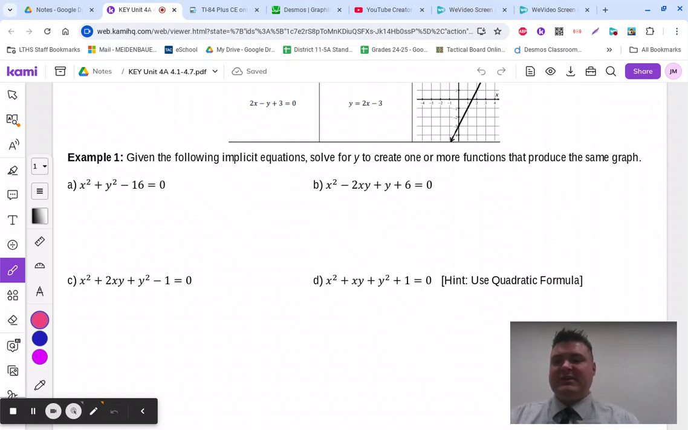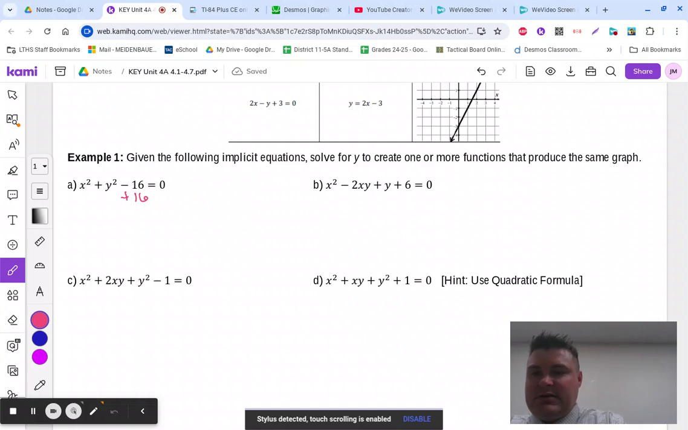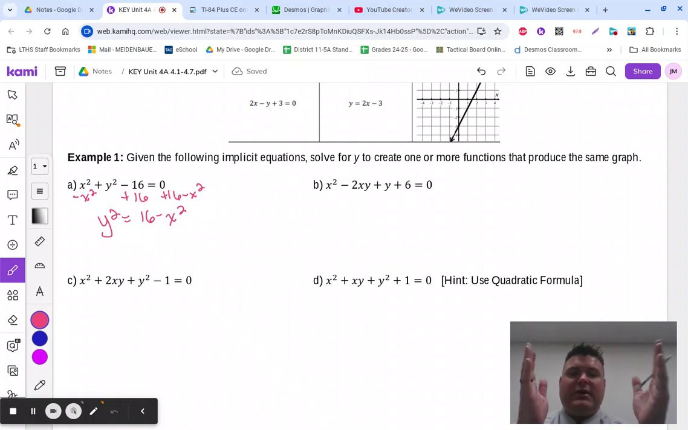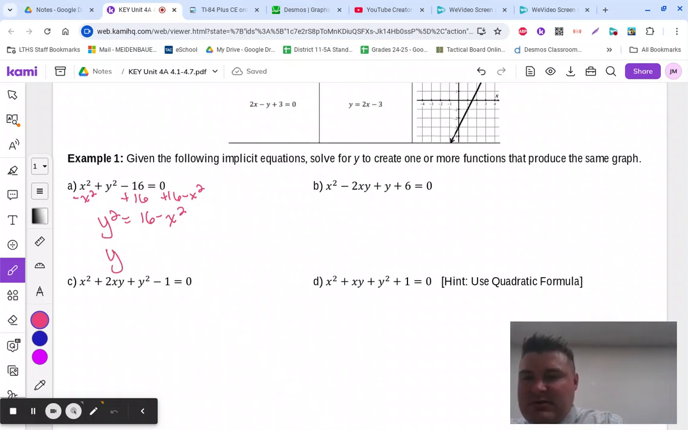So what I want to do here is move everything onto one side and then solve for y. So I'm going to add 16 to both sides and also subtract x squared from both sides. So I got y squared is equal to 16 minus x squared. Now to get the y squared by itself, I need to square root both sides. And when I square root a y squared, it's going to create two different answers here. So it's going to create a plus and minus square root of 16 minus x squared.